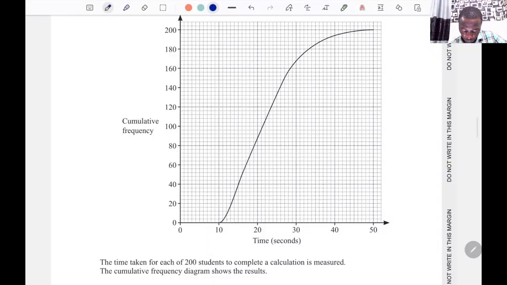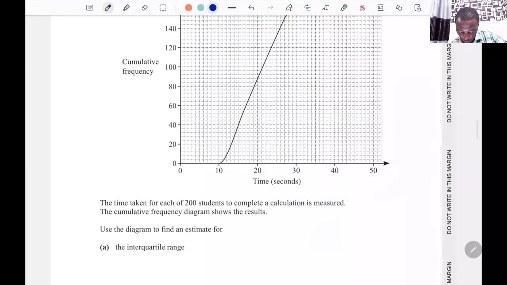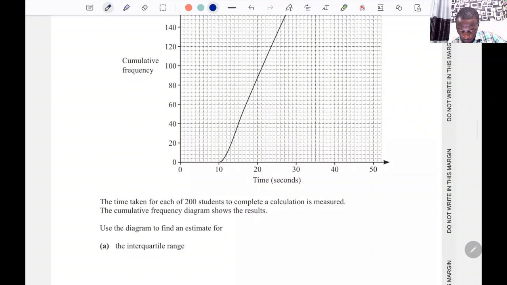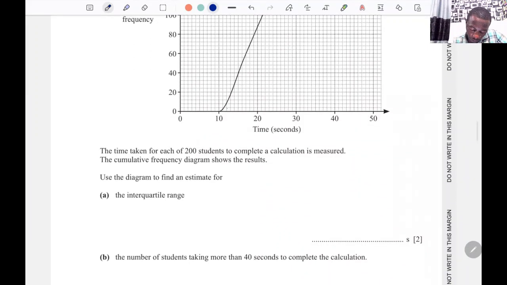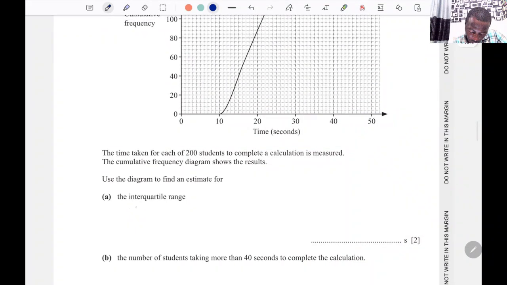Question number 15 says the time taken for each of 200 students to complete a calculation is measured. The cumulative frequency diagram shows the result. The question now wants us to use the diagram to find an estimate for the interquartile range. So don't forget, the interquartile range is the difference between Q3 minus Q1. The fourth quarter means 1/4, so that means I have 3/4.